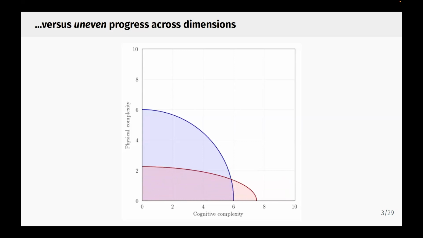Think of the blue frontier as humans, and the red frontier as artificial intelligence getting progressively better over time. The point here is it's uneven, right? It's getting better faster at cognitive tasks than physical tasks. That's the notion of jaggedness that we think is very important and descriptively realistic.